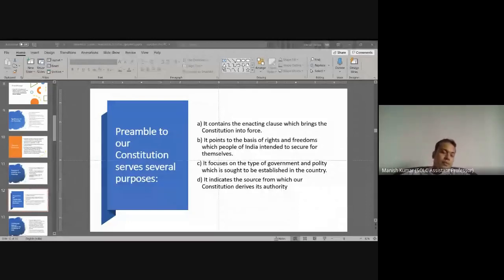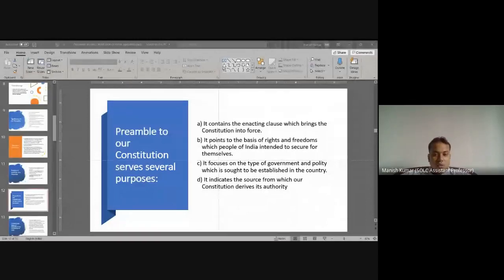As regards the nature of the Indian polity, the preamble to the Constitution declares India to be a sovereign, secular, democratic republic. So you will find the nature of the polity there. If I ask you what is the nature of the Indian polity, you will get the answer from the preamble. It's clearly written in the preamble. It declares India to be a sovereign, secular, democratic republic. This is the nature of the Indian polity.